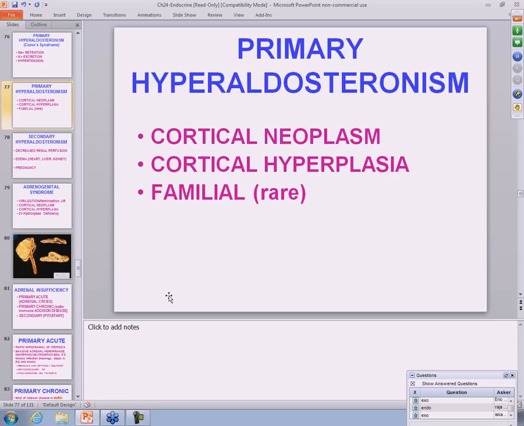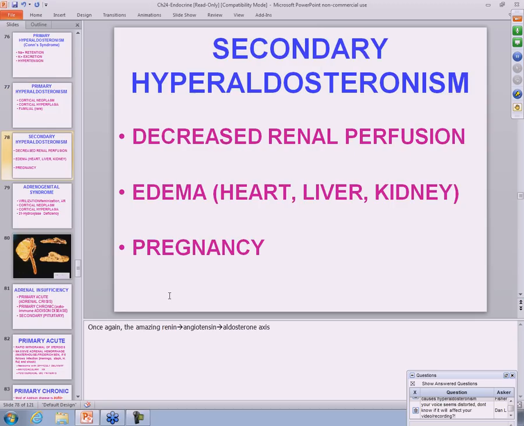Why anatomically, pathologically would somebody have primary hyperaldosteronism? Well, maybe there's a cortical adenoma. Maybe there's just cortical hyperplasia. And there are familial types. That's relatively rare, but we have to add that to the list. Next one. Now, secondary hyperaldosteronism is basically your basic regular run-of-the-mill hypertension, isn't it?